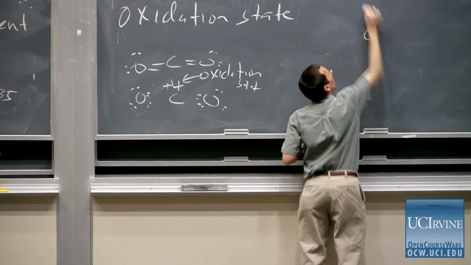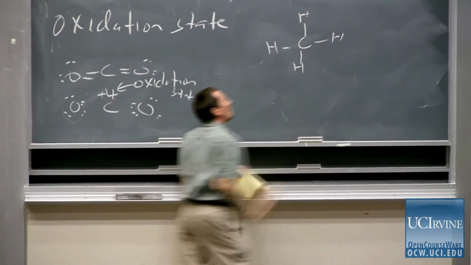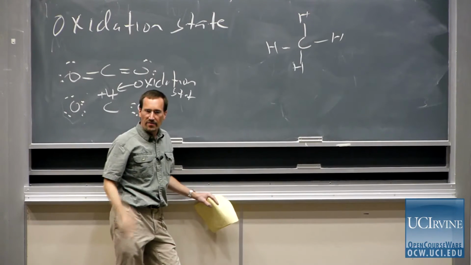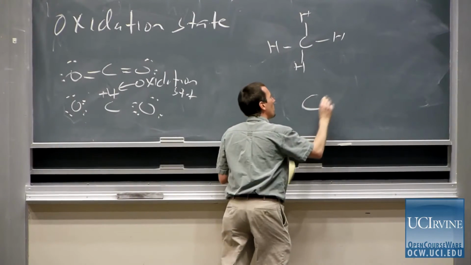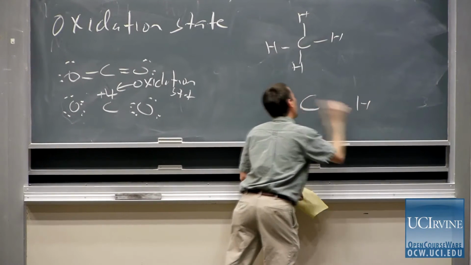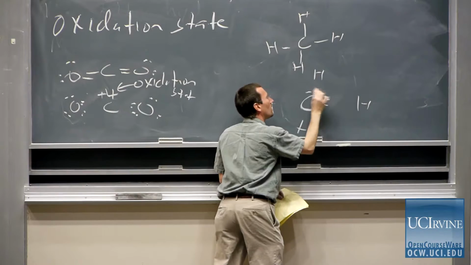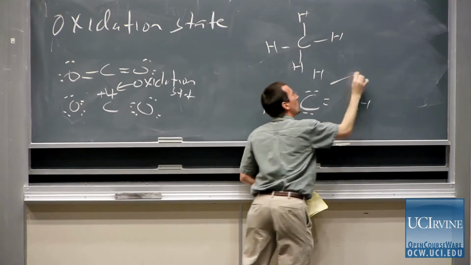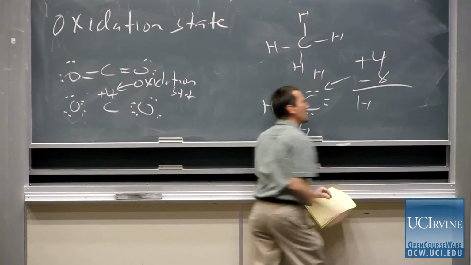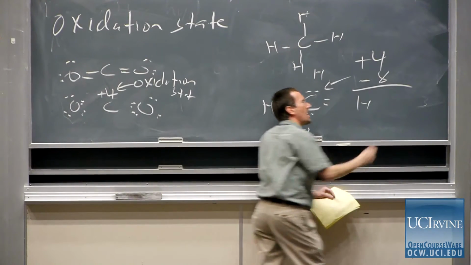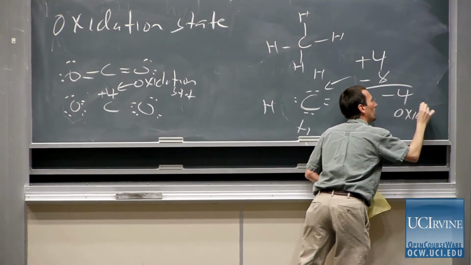Methane. Carbon is more electronegative than hydrogen, so we play the same game, but now we give our electrons to carbon, and so we have +4, the nuclear charge, -8, the 8 electrons, and our net oxidation state is -4.